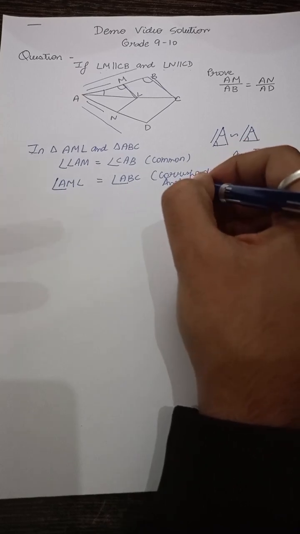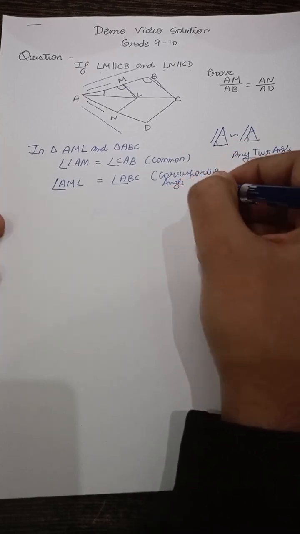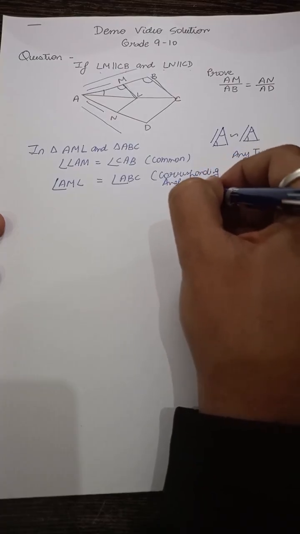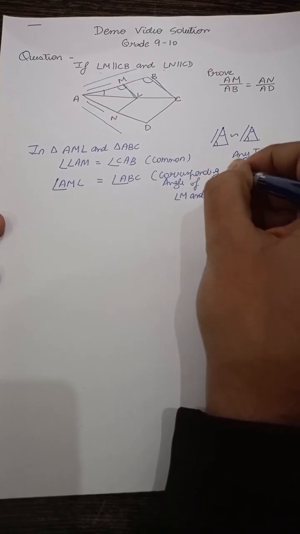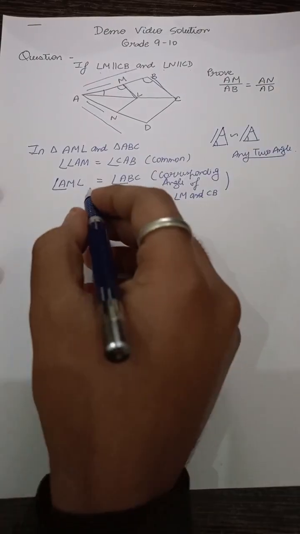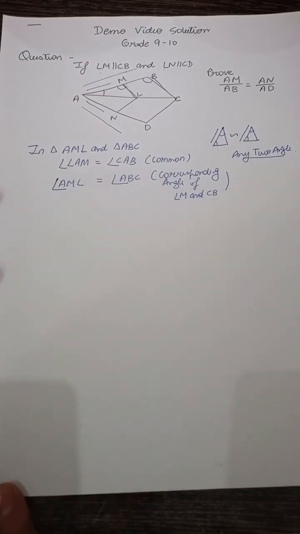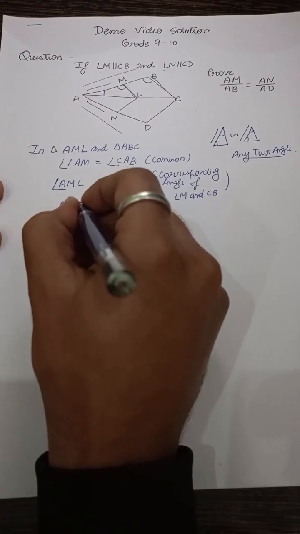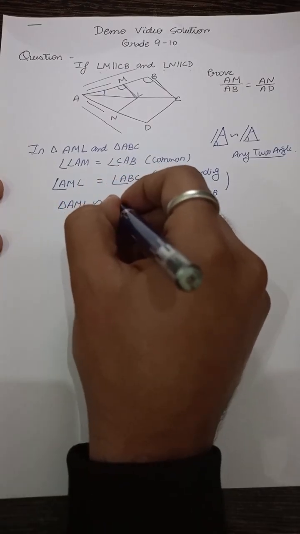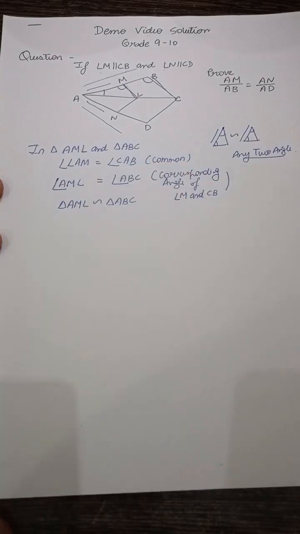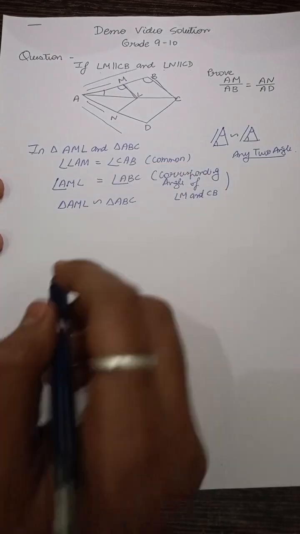Now I should specify the name of the lines for these. They are the corresponding angles of LM and CB, and we know they are parallel lines. So this is the reason: corresponding angles of LM and CB. Now I've shown that the two angles are equal in the two triangles. If those two angles are equal, then I can say the triangles I've taken, AML and ABC, are both similar, and this is the symbol for similar triangles.